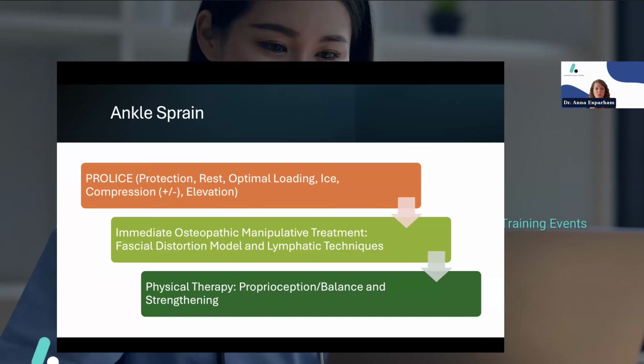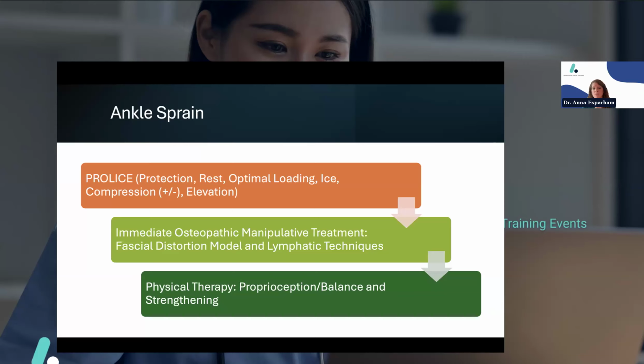And then you want to do immediate osteopathic manipulative treatment. There's a lot of fascial techniques that we can do to help smooth out the muscles, the tissues, and the ligaments in order to facilitate proprioception, balance, and strengthening and aligning that joint again, as well as lymphatic techniques and making sure everything's aligned. Sometimes it gets thrown off just a little bit in terms of the joints.